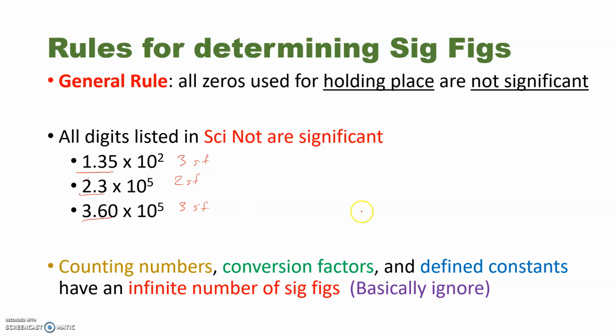What I mean by counting numbers is, if I am counting the number of students in class and I find that there are 25 students, I know with certainty that there are 25.000000 for as long as I can go students in the class. I can't have 25.0000 and then 1 student, right? That's silly. So if you're counting something, it has an infinite number of sig figs. You can't count how many sig figs it has. Same thing with conversion numbers. They're very precise, so we don't have to worry about them. And that's all we've got for sig figs.